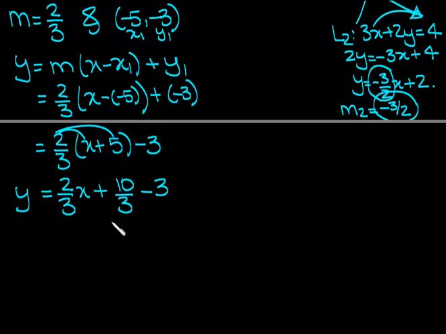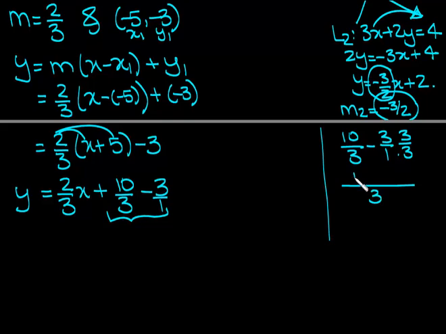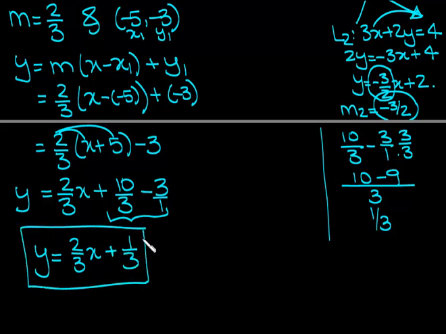Okay, we should add these guys up because these are numbers. This is over 1. So let's just do that on the side. We need a common denominator, which is 3. So we get 10 over 3 minus 3 over 1 times 3 over 3 to make the denominators the same. So now it's 3. So we get 10 minus 9. So we get 1/3. So the answer is y is equal to 2/3 x plus 1/3. So there's the equation of your line.